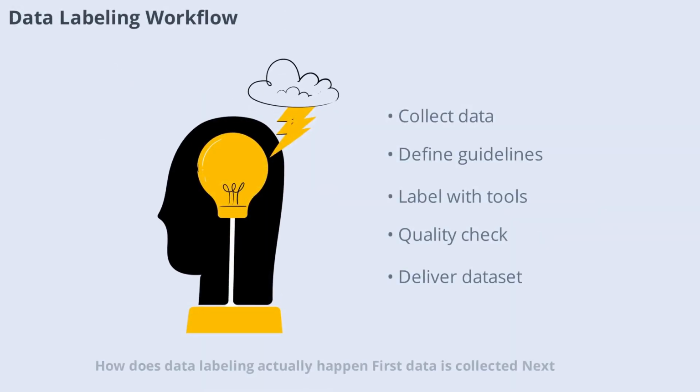How does data labeling actually happen? First, data is collected. Next, clear guidelines are defined so everyone labels the same way. Then skilled labelers use special tools to add labels. After labeling, quality checks ensure accuracy and consistency. Finally, the labeled dataset is delivered for AI training.